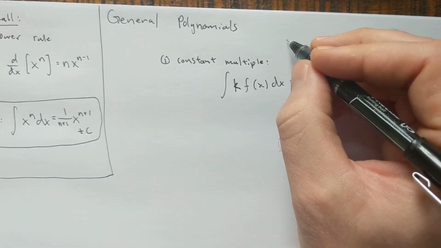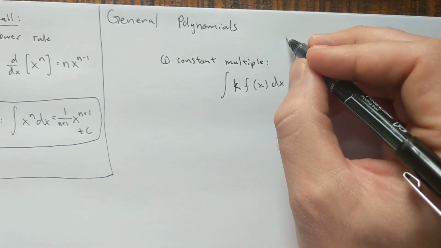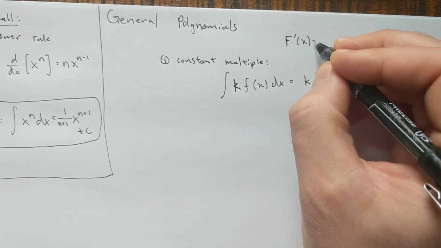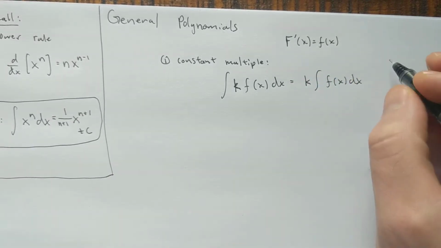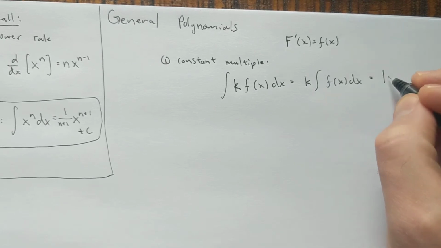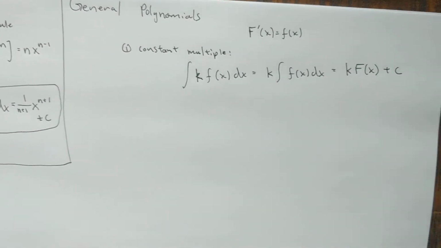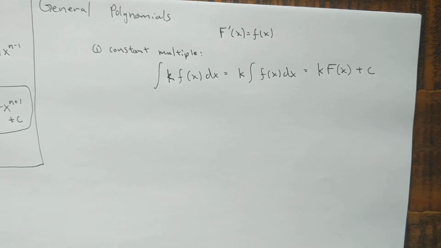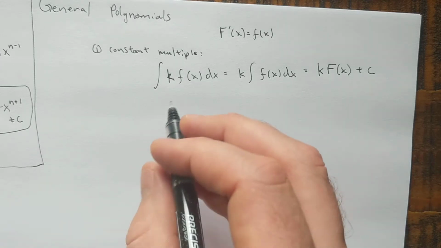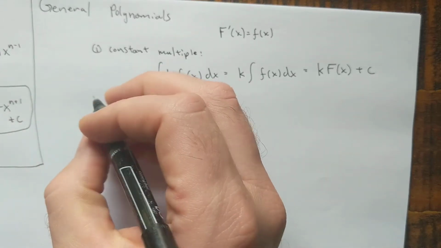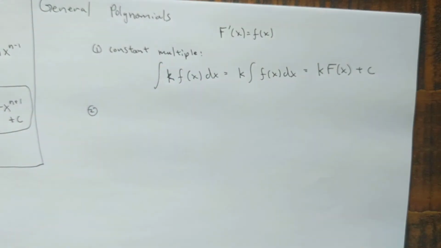So if we want to say something like, the function capital F of x is equal to little f, what this ends up looking like is k times an antiderivative plus c. So it's the same thing as derivatives. The indefinite integral doesn't change the constant multiples. It can just be factored out.